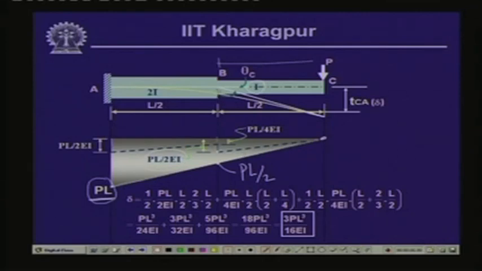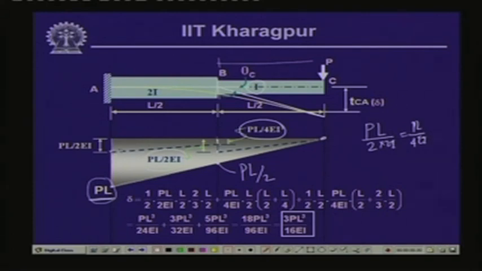Now, since at this particular point there is a transition from I to 2I, immediately next to this section the moment of inertia is 2I. So, the value changes from PL by 2EI to PL by 4EI, because the bending moment is PL by 2, divided by 2EI. So, this is going to be equal to PL by 4EI. This is the value over here.